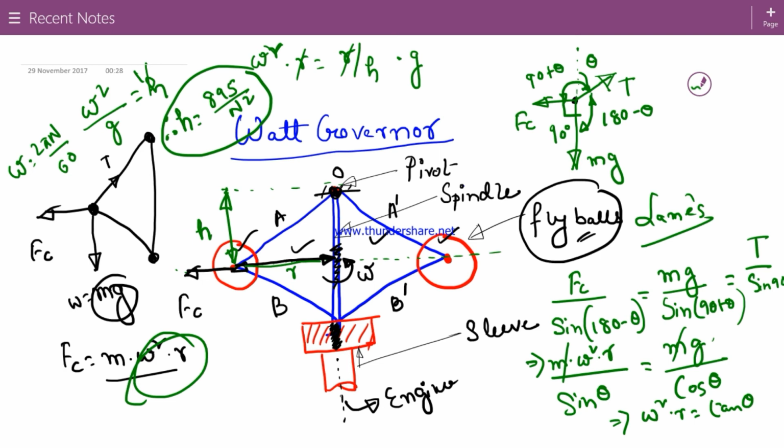So we will be discussing the other types and comparing them later with the other types of governor, like the Porter governor and the Proell governor.